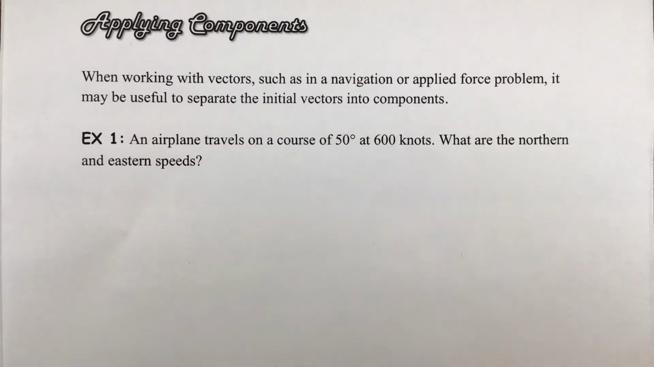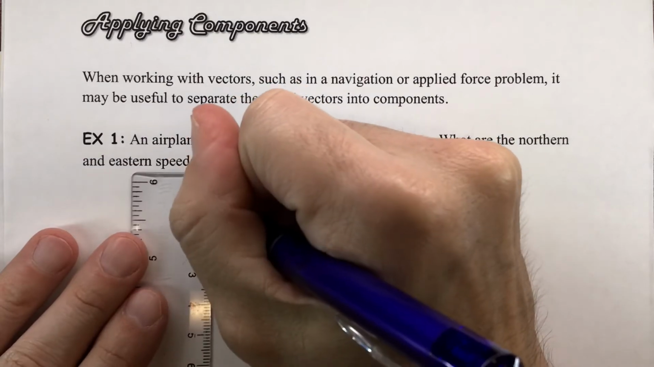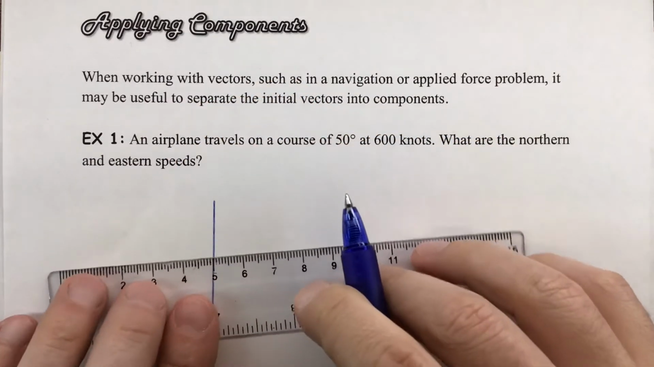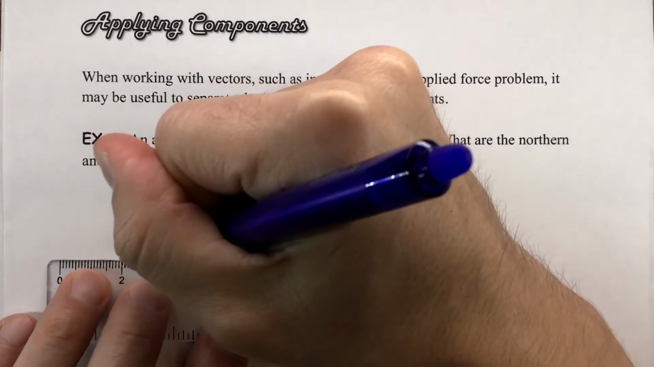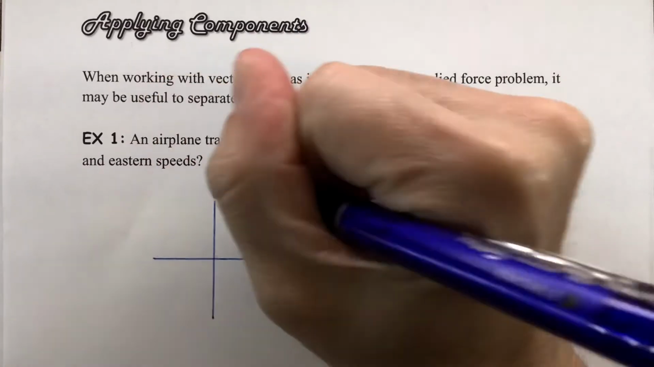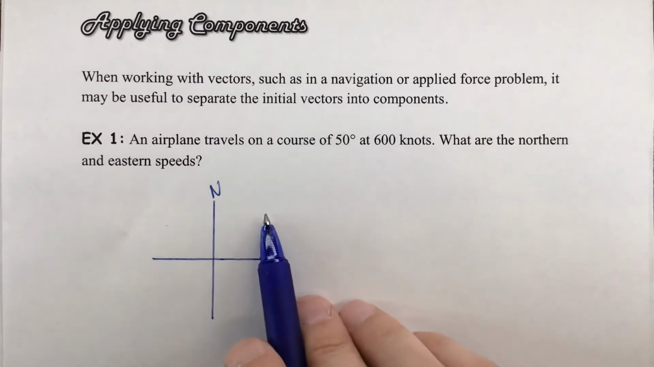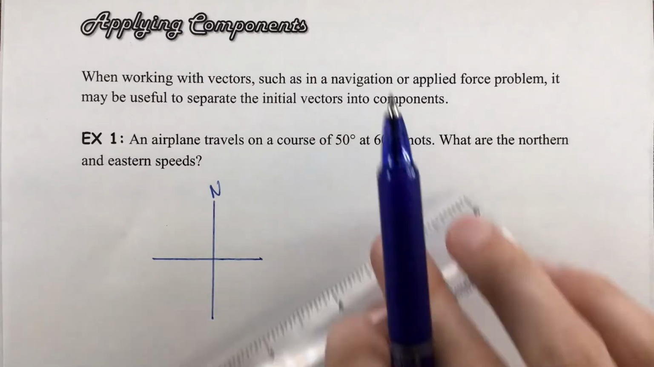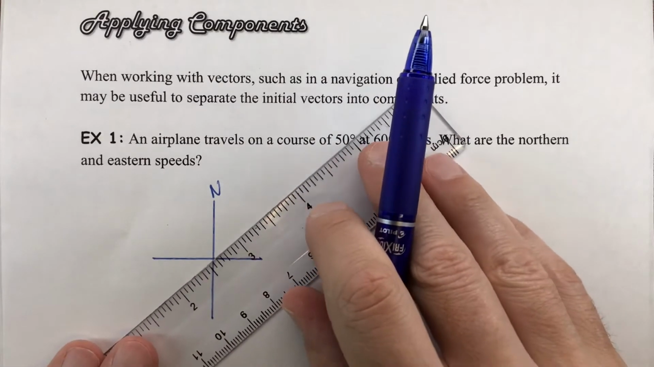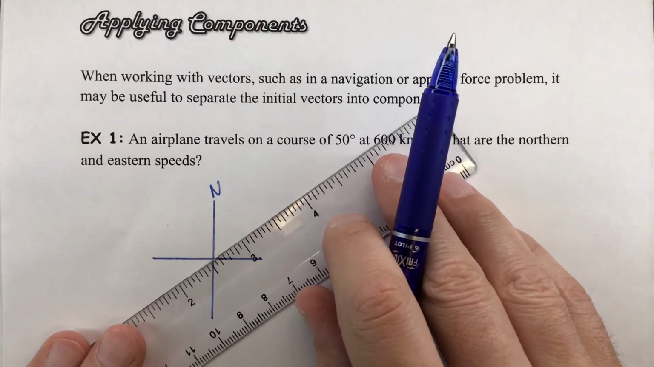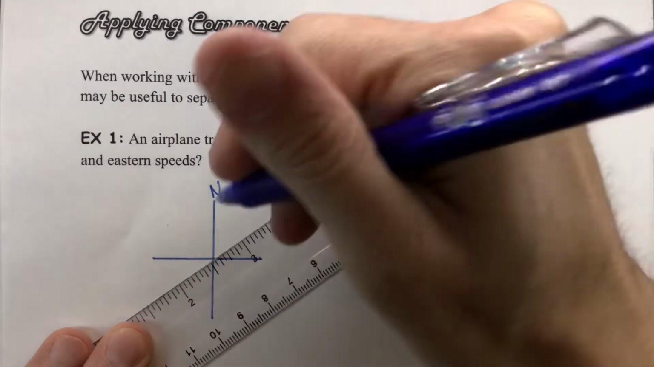For example number 1, an airplane travels at a course of 50 degrees at 600 knots. Let's go ahead and start with a simple picture of that. I'm going to let this be a compass. We have a north direction. 50 degrees is going to be measured off of the north, which is going to place the vector not directly in the middle of that quadrant, but a little bit in the southern direction of that.